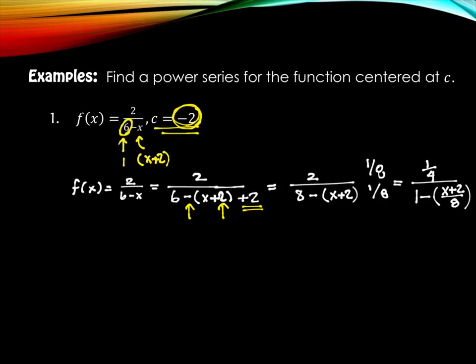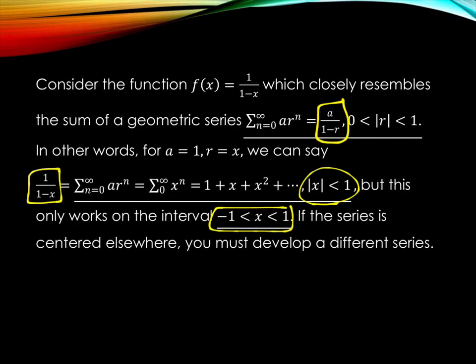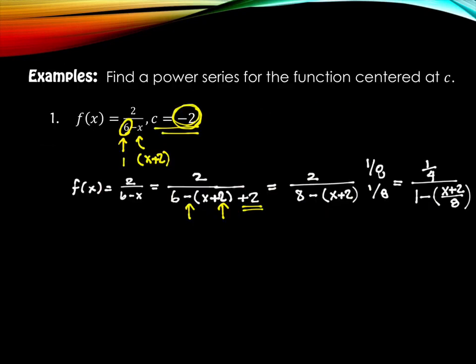Okay, so I'm going to flip back a screen. What we did here then is that we made an association, right? We associated a is 1 and r is x. We need to do the same sort of thing here. What would a be if this is a geometric series? 1/4. Remember, our series needs to be matching up to this, a over 1 minus r. So my a is 1/4, and what's my r? X plus 2 over 8. Mm-hmm. X plus 2 over 8.